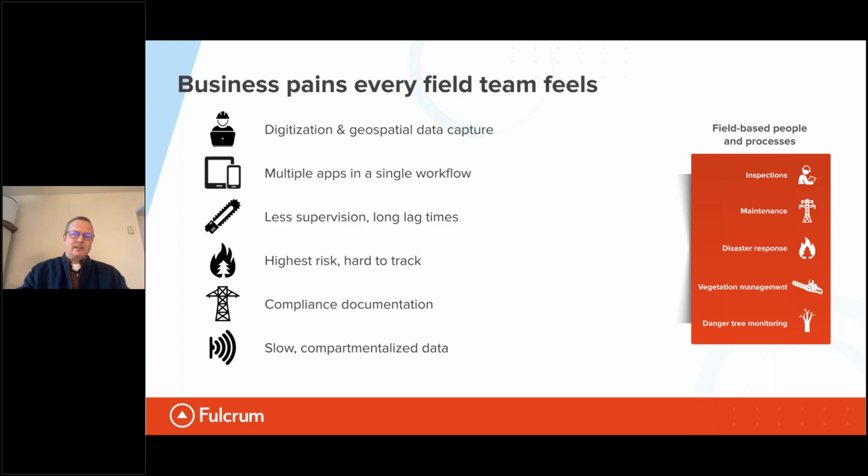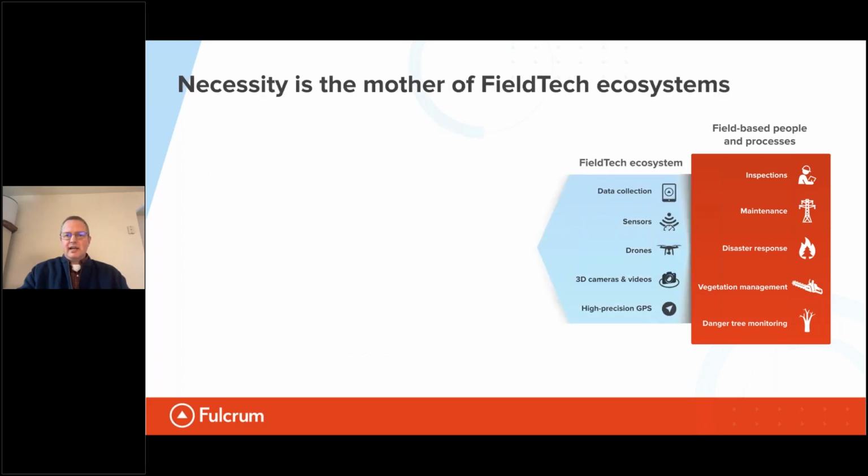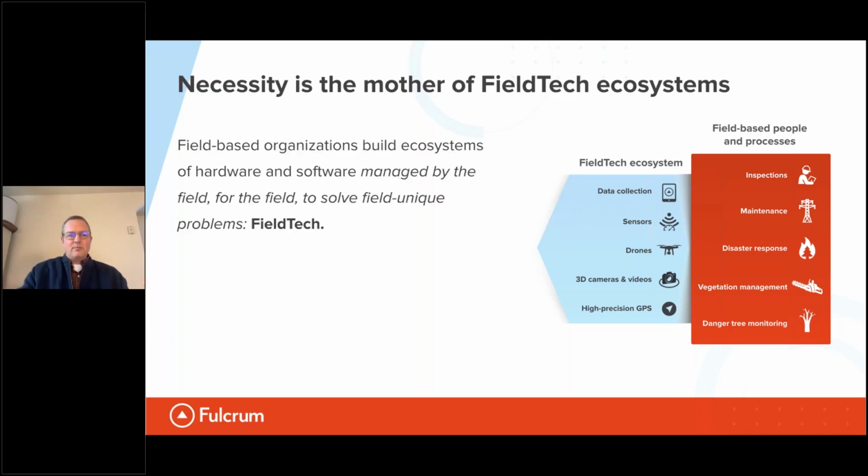So every field team feels at least some of, if not all of, these issues every day, these business pains every day. And as a result, they have to create a field tech ecosystem. In this ecosystem, they go out and they buy data collection, they buy sensors and drones, et cetera. This ecosystem is stuff that we buy because we need to get hardware and software that is managed by us, by the field, for the field to solve field unique problems.